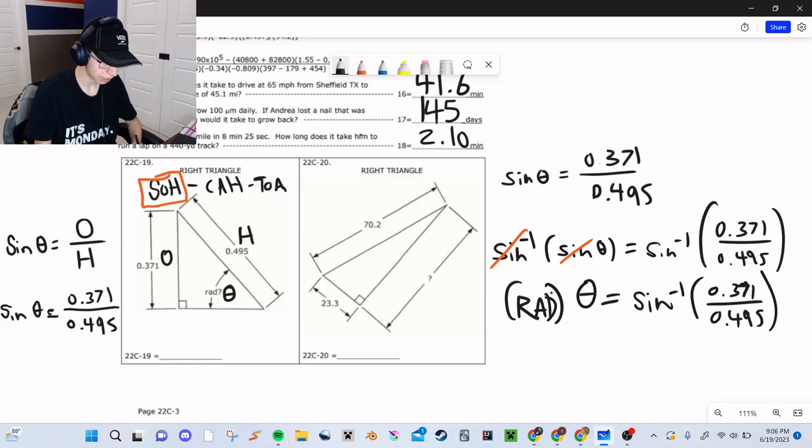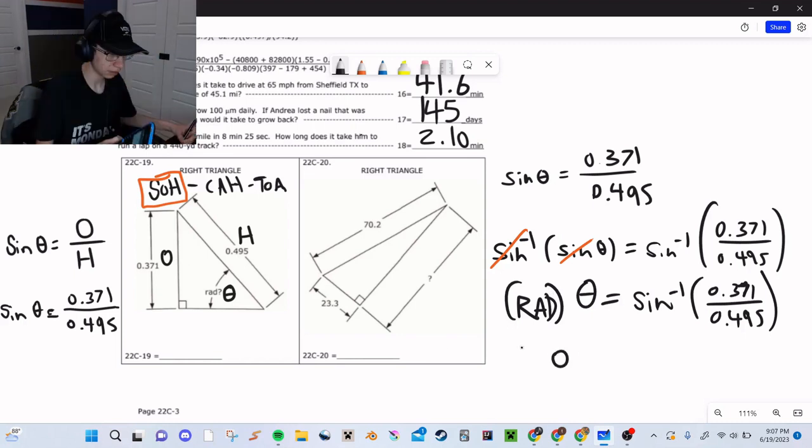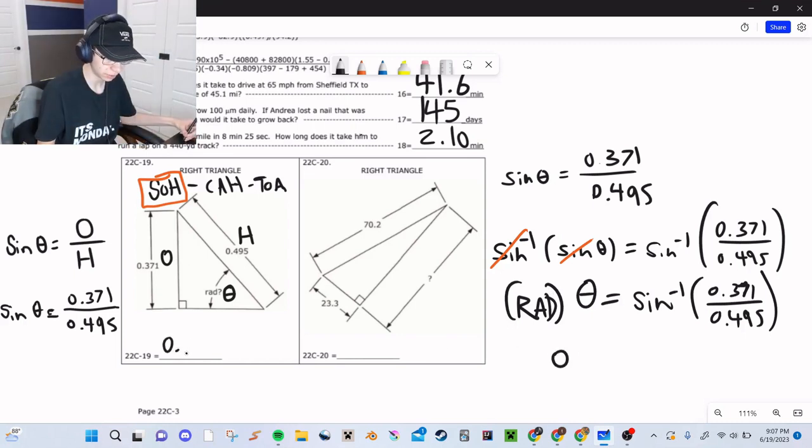So inverse sine of this value gets me that: 0.847 radians.